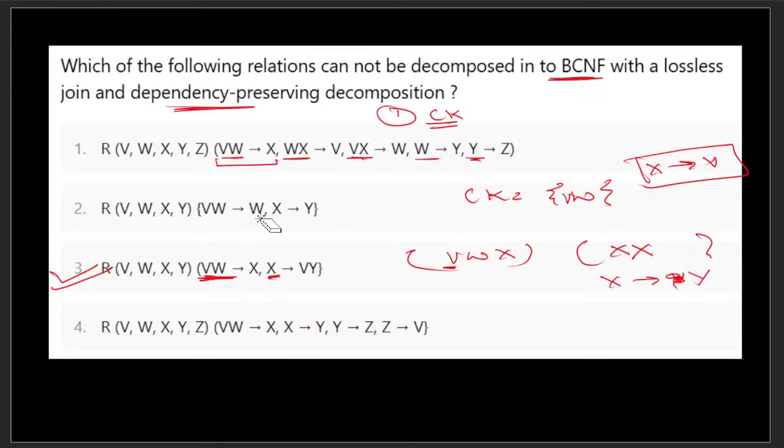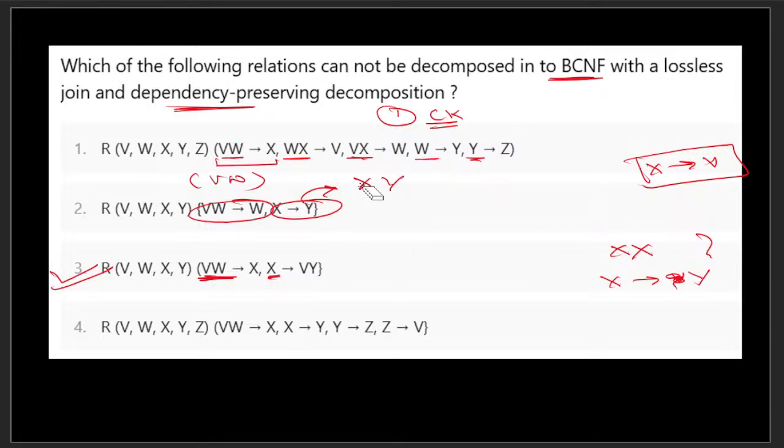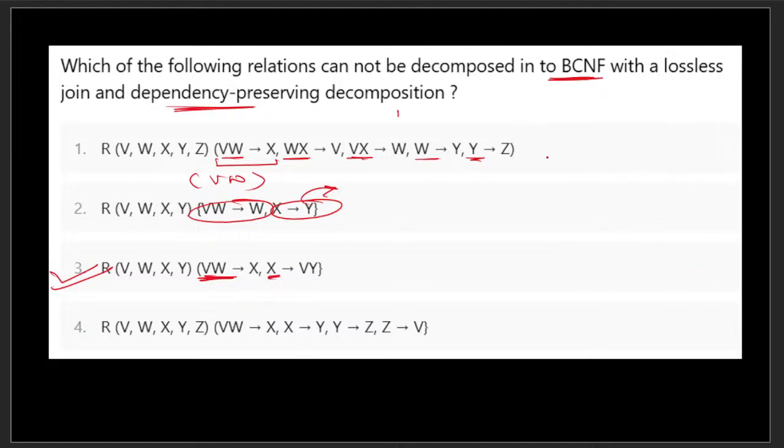VW is deriving W and XY. So this we can easily decompose. Why? Because XY you will keep and VW you will keep. So everything is preserved here, and they are lossless join also. Now how to check for the lossless join? I will show you. See, let's say here we have VW and XY decomposed. And for the lossless check, this is a trick which you can use.